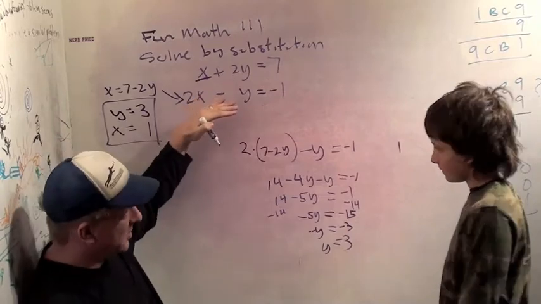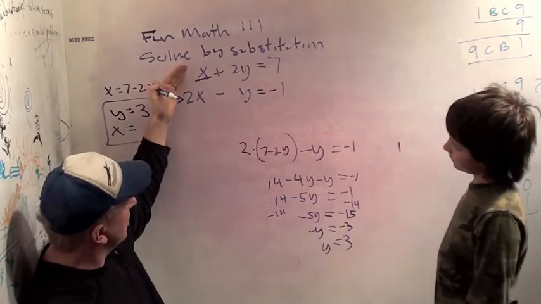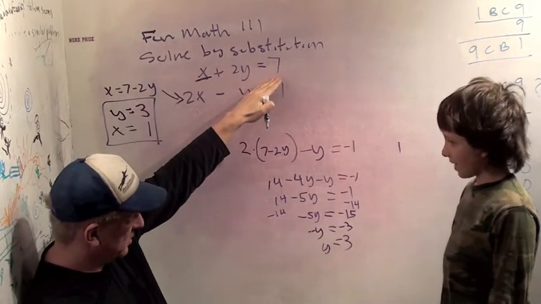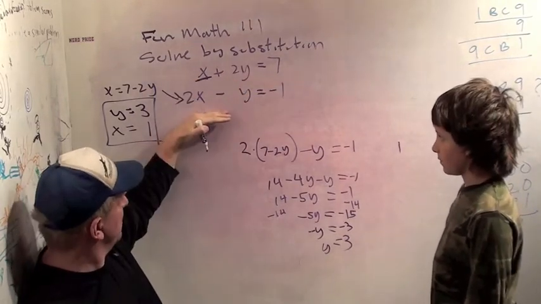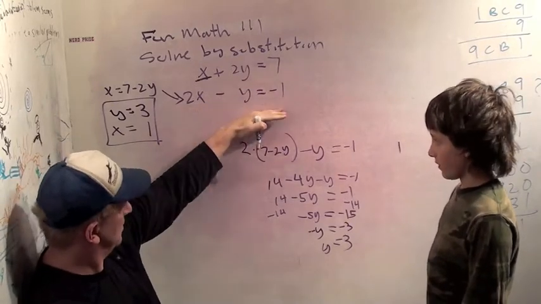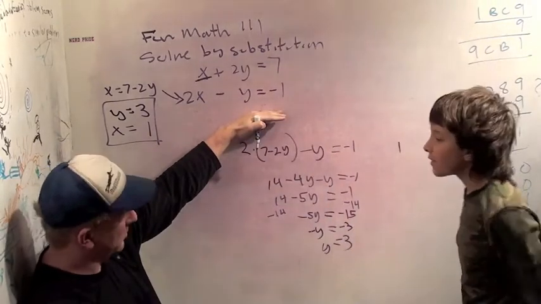Okay, so we found that y equals 3. So x is 7 minus 2y, which is 7 minus 6, which is 1. So we found y equals 3, x equals 1. Well, let's check. The next thing to do, when we have our solution, is go all the way back to the beginning. Does 1 plus 6 equal 7? Yes. What's this equation say? It says 2 minus 3 equals negative 1, and that is correct. Okay, very good.